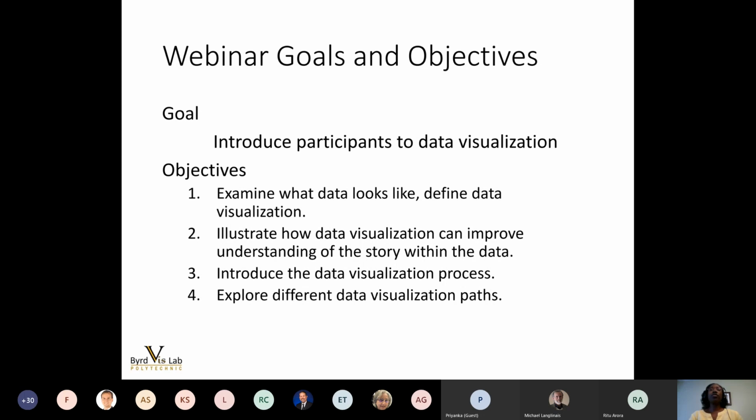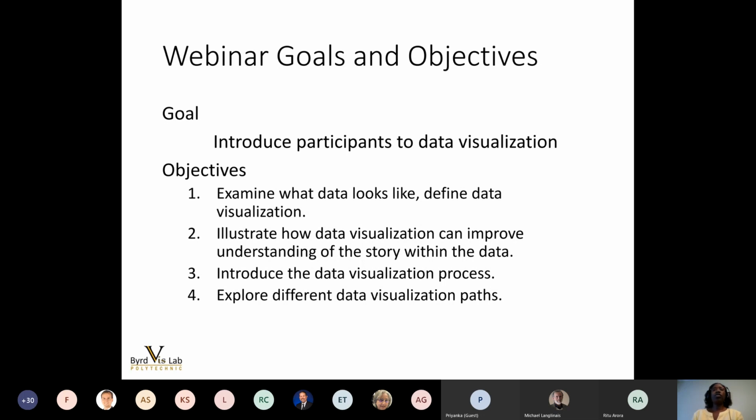Our goals, again, are to introduce participants to data visualization. As I mentioned yesterday, we are just scratching the surface of what could be covered. I'm essentially compressing 16 weeks into 4 days. So keep in mind that the information I'm sharing with you today is meant to motivate you to think about your data in a different way, but also to want to learn more about any of the topics that I present here today.